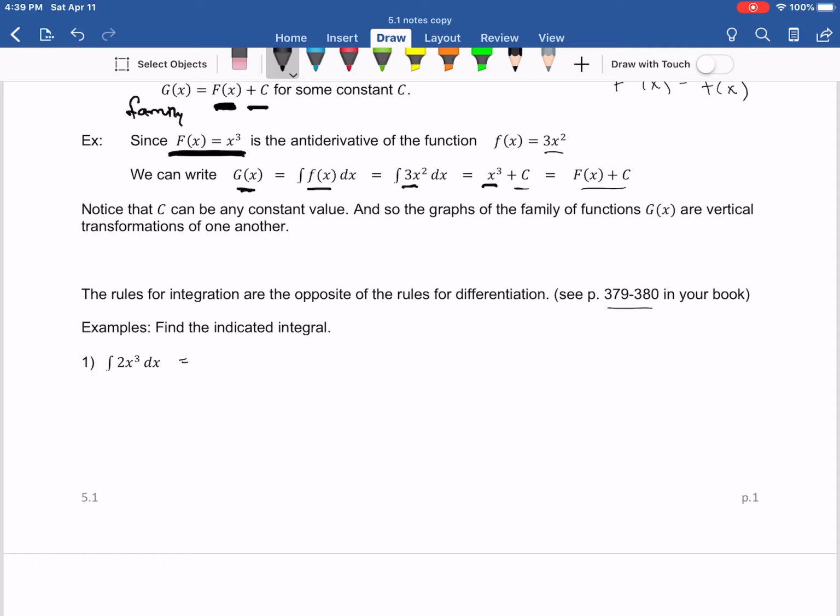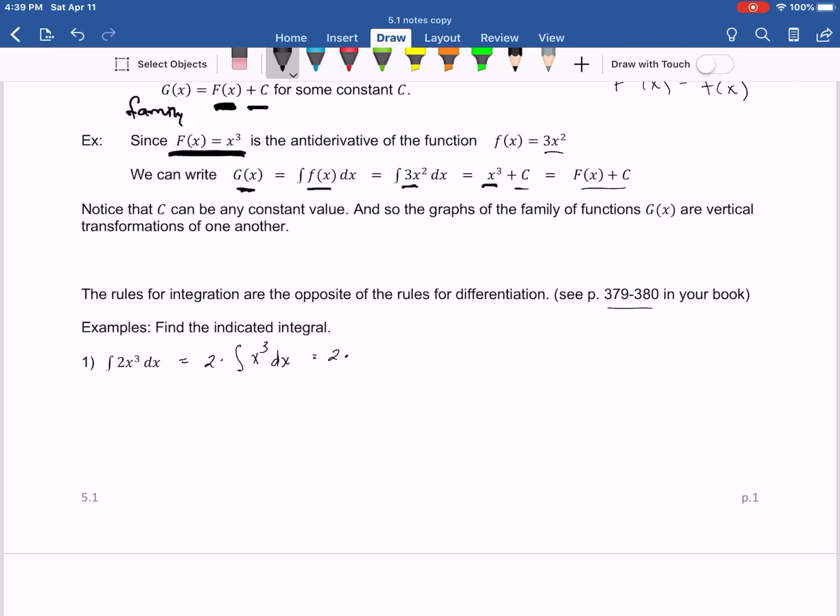Keep that in mind. So I'm going to first change this to say 2 times the integral of x cubed dx. The integration does not affect a factor that's a constant. So that 2 times x cubed is not going to change your integral answer. So I'm going to bring that out into the front so it's out of my way.